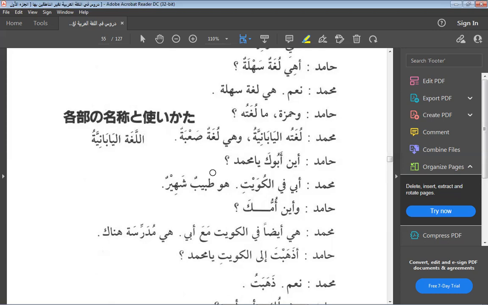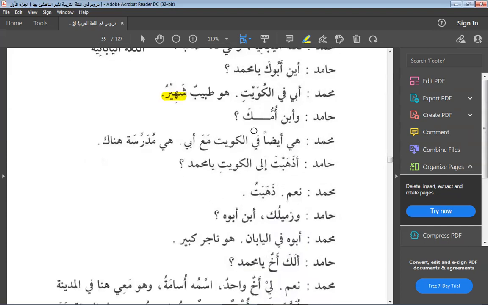Abi fil Kuwait. My father is in Kuwait. Huwa tabibun shahirun. He is a popular doctor. Wa aina ummuka. And where is your mother? Hiya aidan fil Kuwait ma'a abi. She is also in Kuwait with my father. Hiya mudarrisatun hunaka. She is a teacher there.